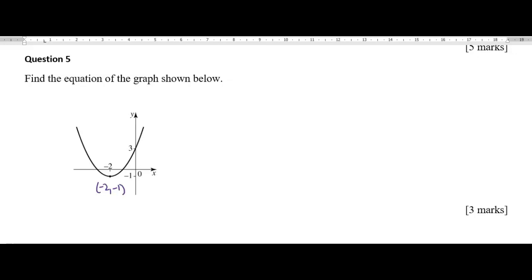Okay, so anyway, question 5. I didn't even introduce the question. Sorry. Find the equation of the graph below. So this is similar to question 1, but different because we don't have the x-intercepts this time. We've got the turning point and the y-intercept. So what we need to do is use the turning point form, which is this: y equals a times (x minus h) squared plus k.